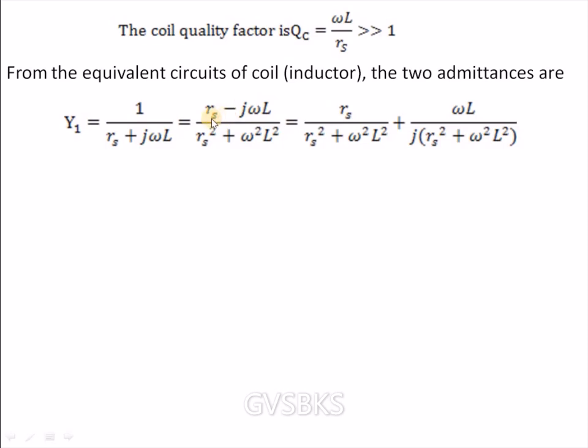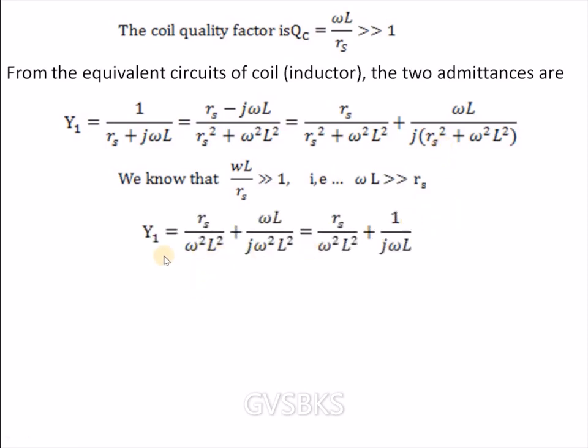That can be written as RS over the denominator plus the second term, omega L over the denominator as it is. This minus j can be written as 1 by j here. And we know that omega L by RS is very much greater than 1, which means that omega L is very much greater than RS. In the denominator, you can observe that omega L is very much greater than RS here and here. That's why we can neglect the term RS in the denominator.